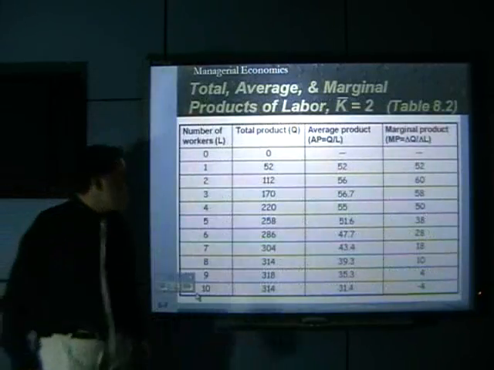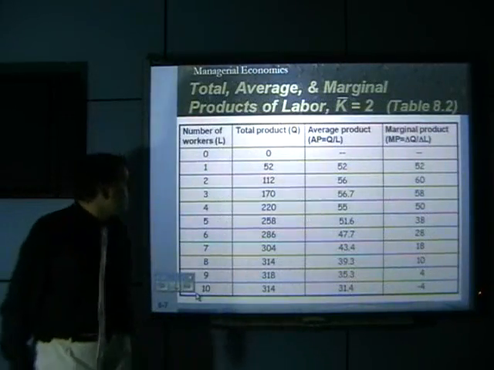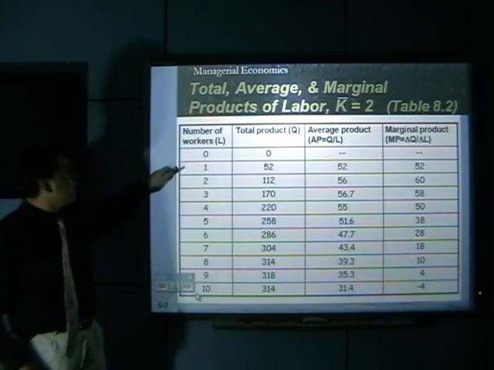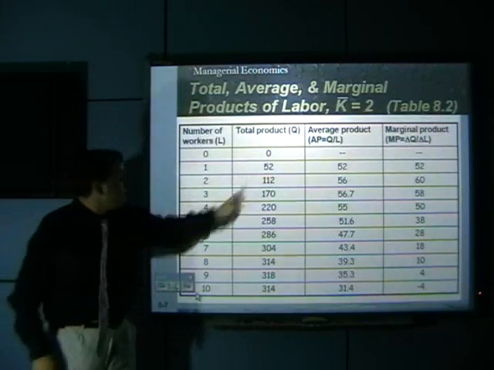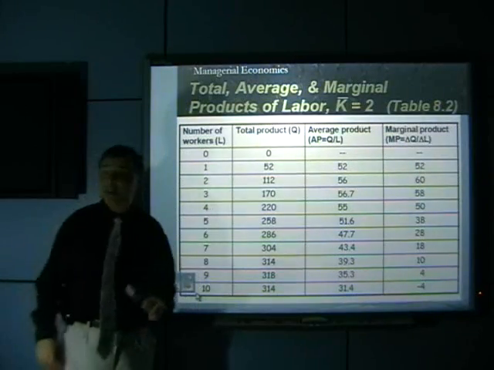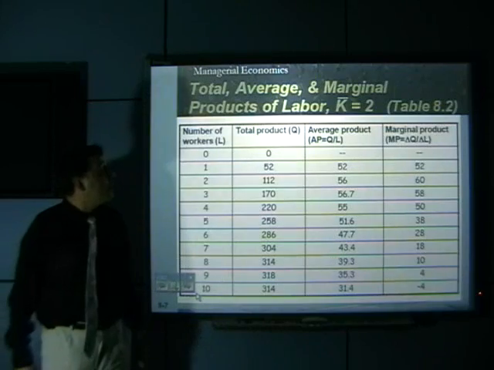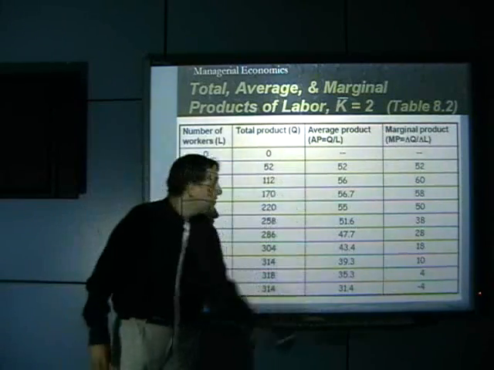Let's see what else we have here. Total product. This is just an example. Say number of workers, 52, then 112, then 170. What's the marginal? Or the average. The first is the average.